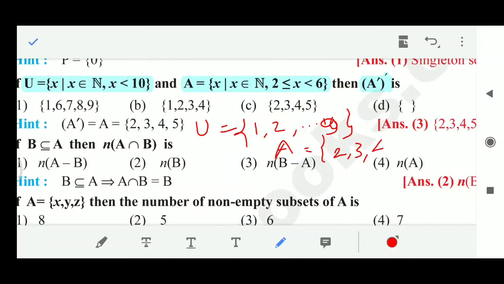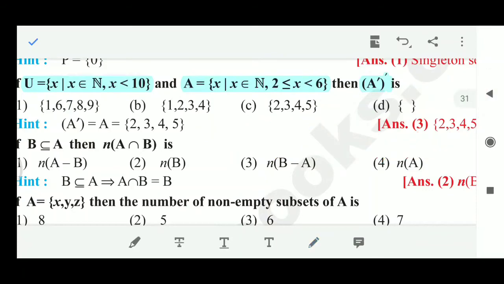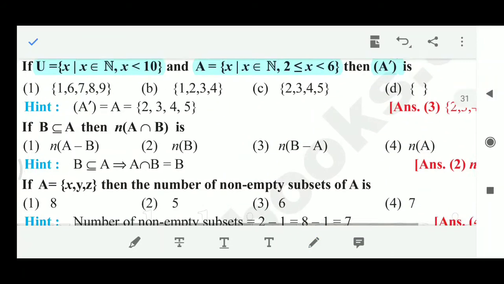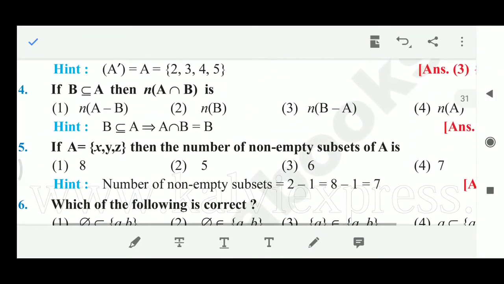Now they ask you to find A complement. The value of A complement is A. So the answer is A itself, the set containing 2, 3, 4, 5. So the option C.